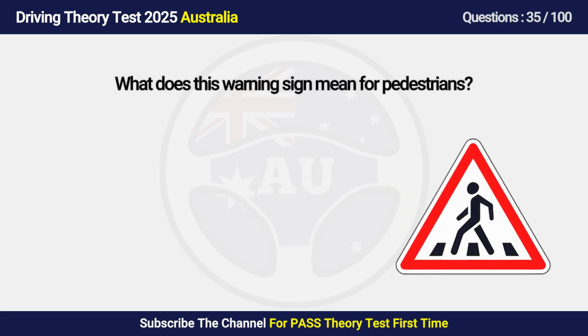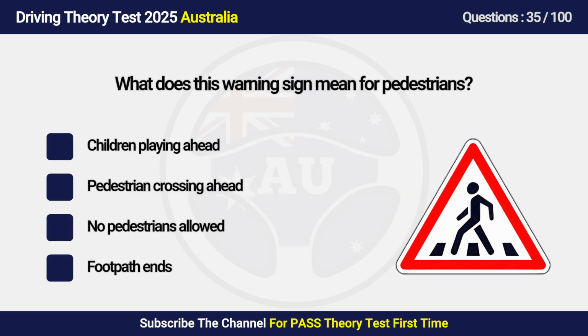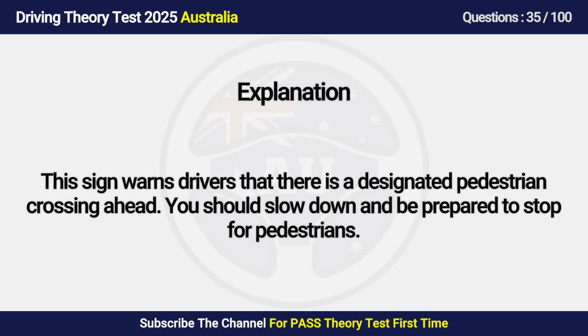Question 35. What does this warning sign mean for pedestrians? A. Children playing ahead. B. Pedestrian crossing ahead. C. No pedestrians allowed. D. Footpath ends. Answer is B. Pedestrian crossing ahead. This sign warns drivers that there is a pedestrian crossing ahead. You should slow down and be prepared to stop for pedestrians.